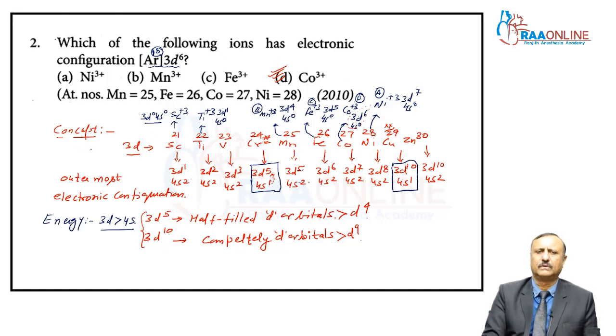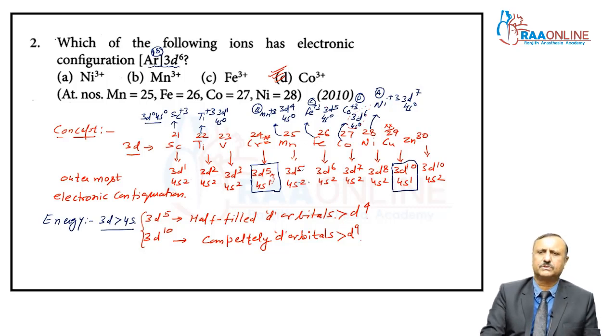So, my dear students, when you solve this concept, first of all you write the outermost electronic configuration and then you remove the number of electrons according to how many charges are present in your options. If 3 positive charges are present, it means 3 electrons are removed from the outermost shell. When only 2 positive charges are present, then you remove only 2 electrons from these ions. And, my dear students, these are the half filled and completely filled d orbitals, 3d5 and 3d10, and these are more stable than d4 and d9.